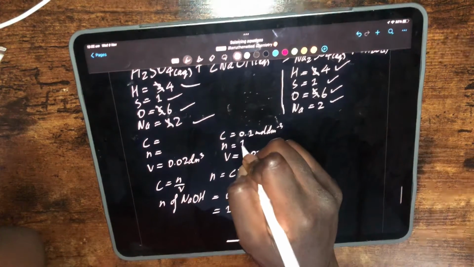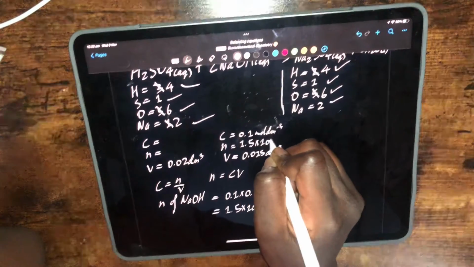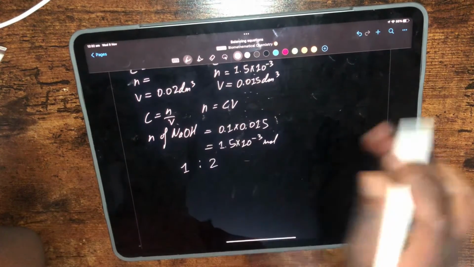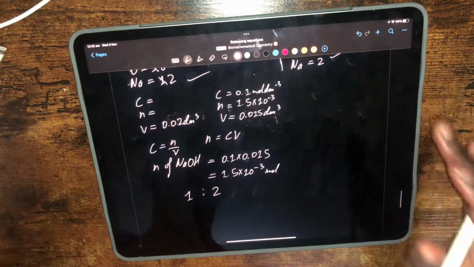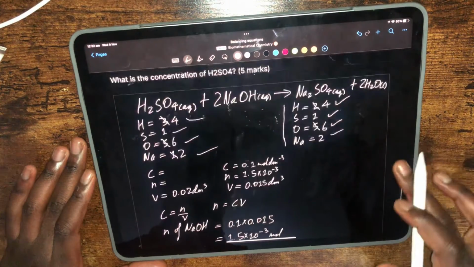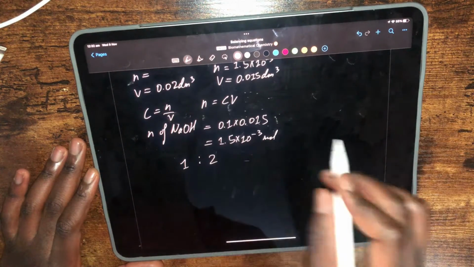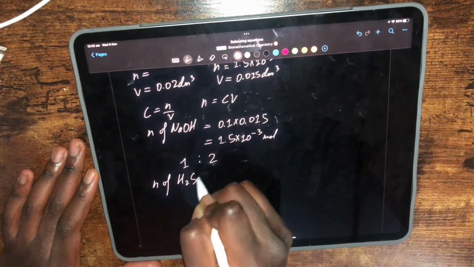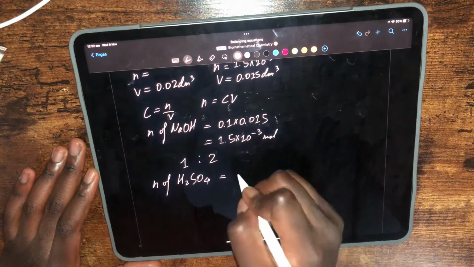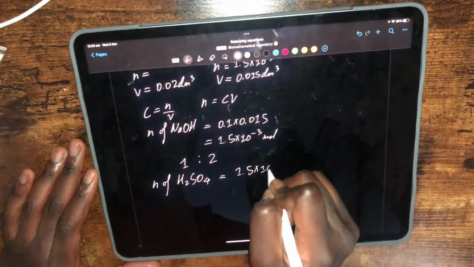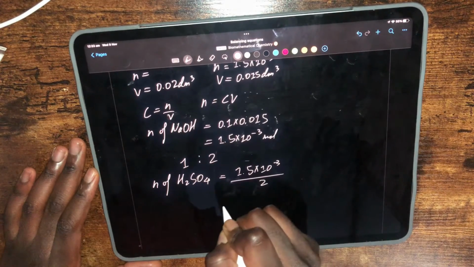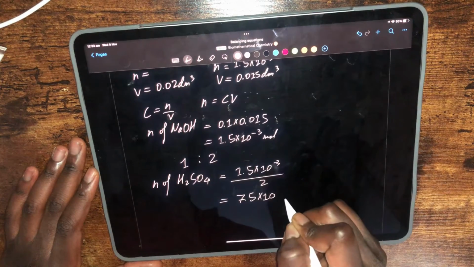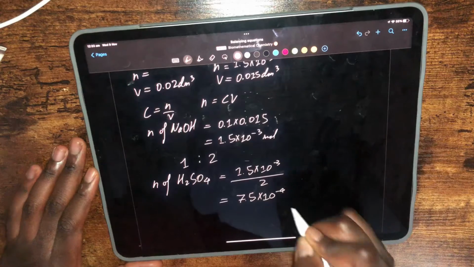Right, so we know this is 1.5 times 10 to the power of minus 3. But it's a 1-to-2 mole ratio. So if we want to get the moles of H2SO4, we have to divide this moles of sodium hydroxide by 2. So moles of H2SO4 equals 1.5 times 10 to the power of minus 3 over 2, and that would be equal to 7.5 times 10 to the power of minus 4. Yes, it should be minus 4.